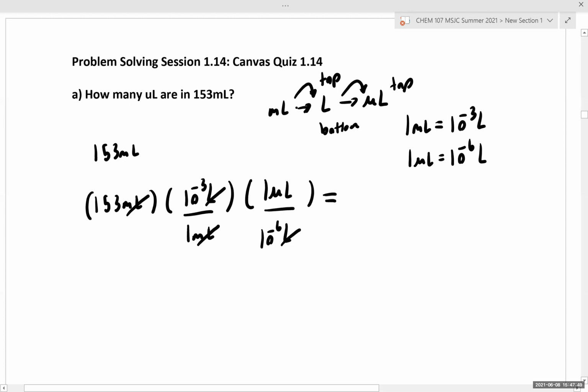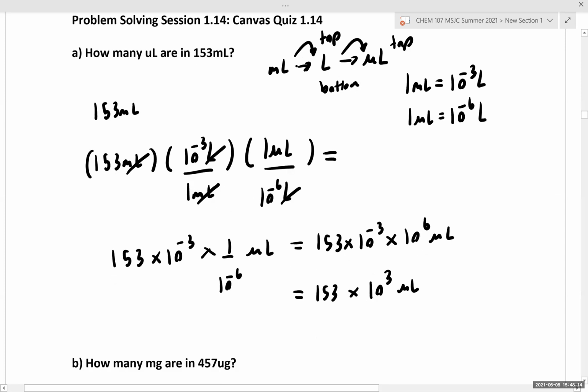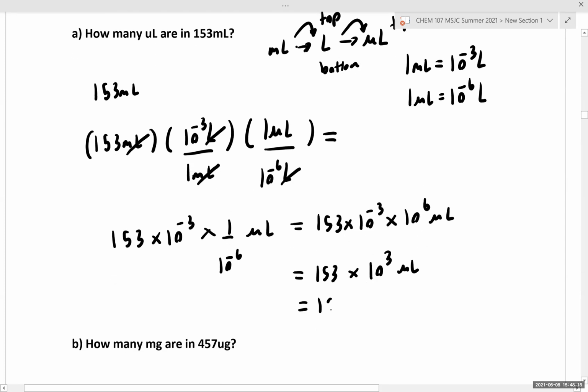Liters cancel, and now we're left with 153 times 10 to the negative third times 1 over 10 to the negative sixth microliters. And that gives us 153 times 10 to the negative third times 10 to the sixth microliters, which gives us 153 times 10 to the third microliters, which you can rewrite as 153 times 10 to the fifth microliters.